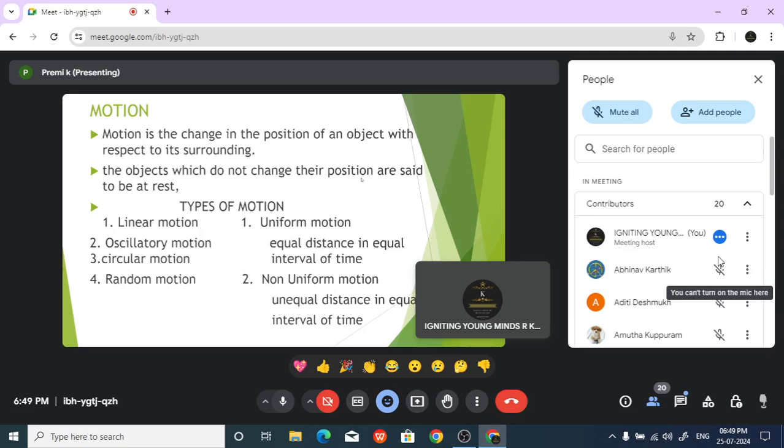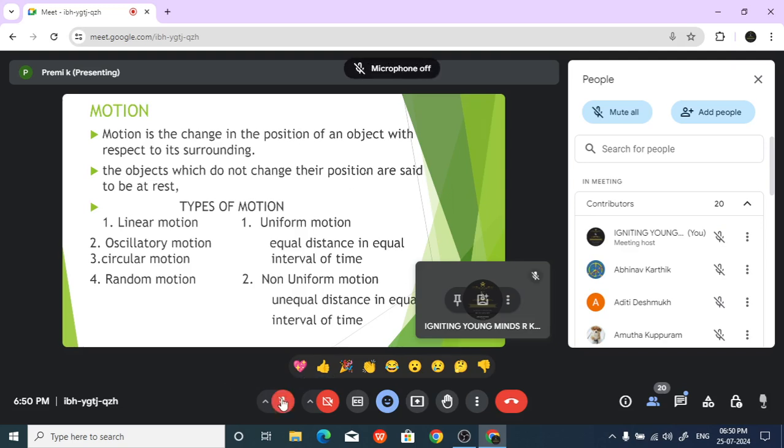Now, oscillatory motion. Oscillatory motion is the to and fro motion. We can say the example of a pendulum. Even the clock pendulum goes this way, that way, no?